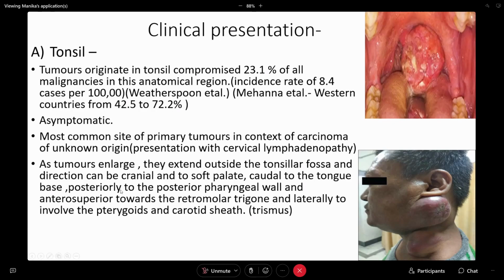As the tumors enlarge, they extend outside the tonsillar fossa, and the direction can be cranially to the soft palate, caudally to the tongue base, posteriorly to the posterior pharyngeal wall, anterosuperiorly towards the retromolar trigone, and laterally to involve the pterygoids and the carotid sheath. If there is involvement of the pterygoids, it will result in trismus. This is the clinical presentation of carcinoma tonsil.